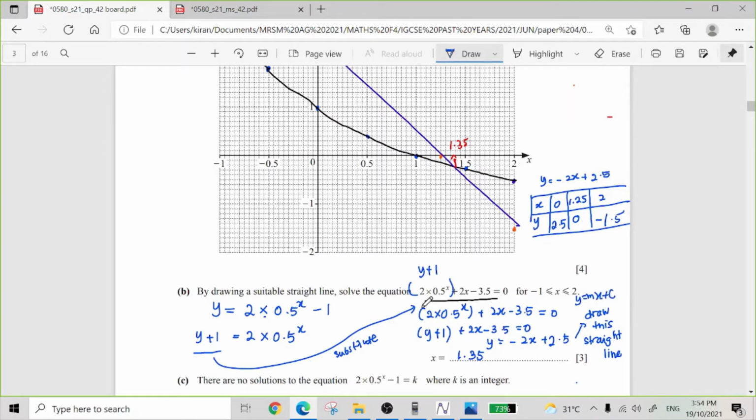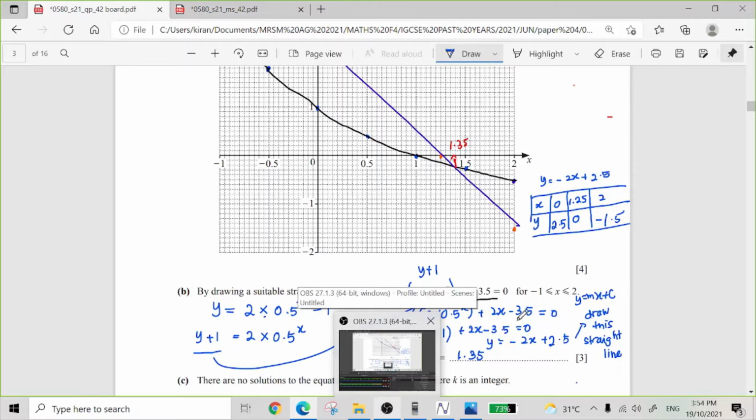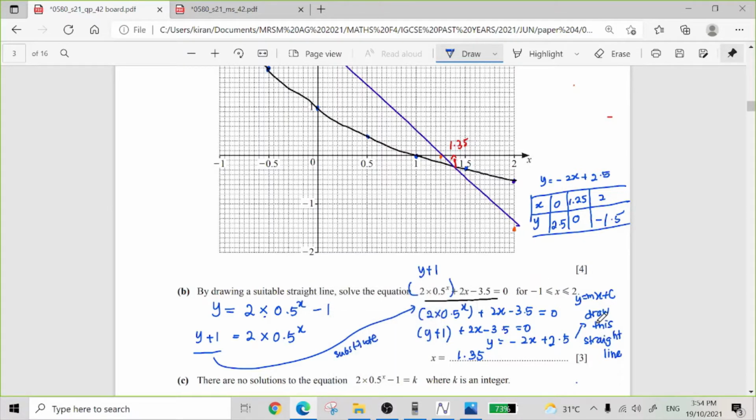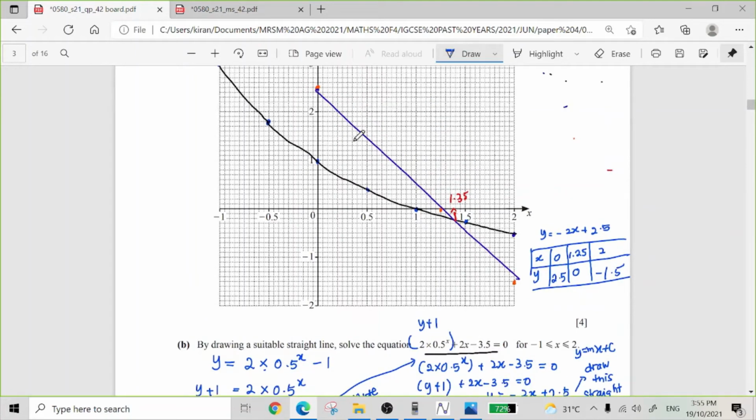Bila soalan solving ni, memang you kena deduce, you kena substitute semualah everything supaya last kali awak akan dapat satu bentuk straight line. Okay, so ni kena substitute lah daripada equation graph yang asal. Okay, so kita dapat this part, y equal to negative 2x plus 2.5. So this is the equation for the straight line. Okay, so we draw on the same axis.